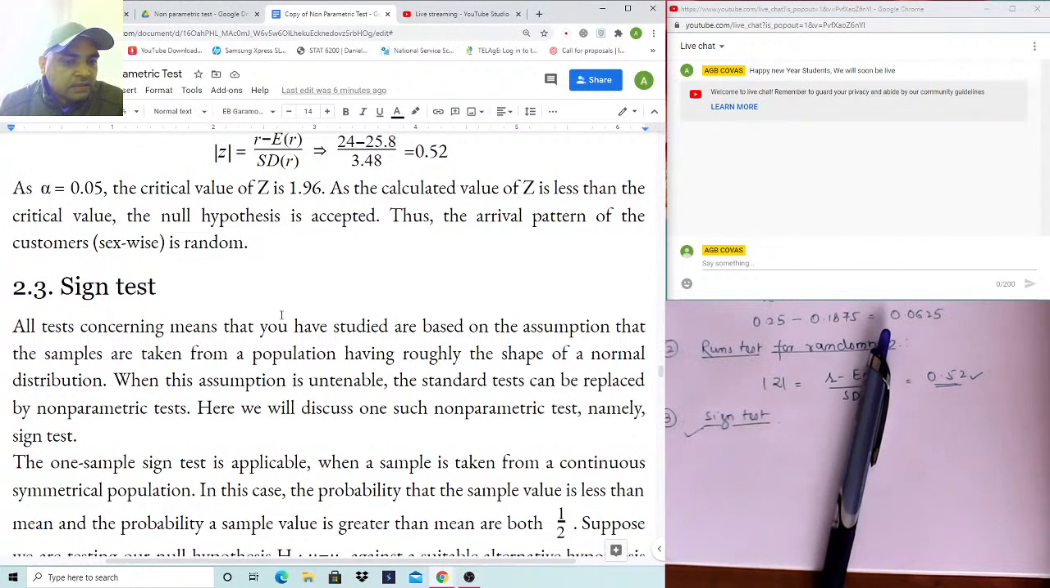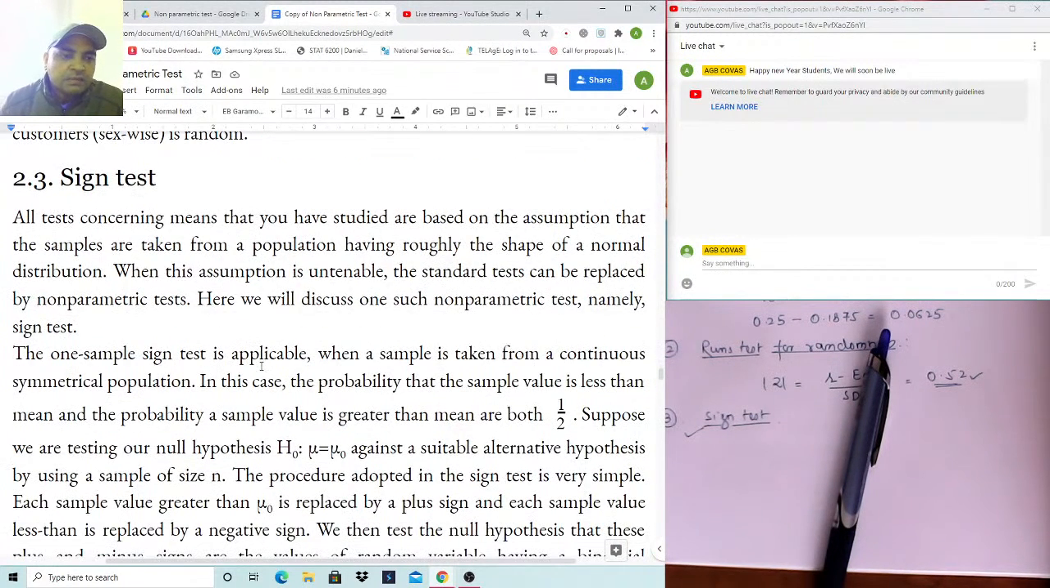All the tests concerning means that you have studied are based on the assumption that the samples are taken from a population having roughly the shape of a normal distribution. Okay. Then if this assumption is untenable, that is, your population is not following the normal distribution, the standard test can be replaced by a non-parametric test, and this is known as the sign test.